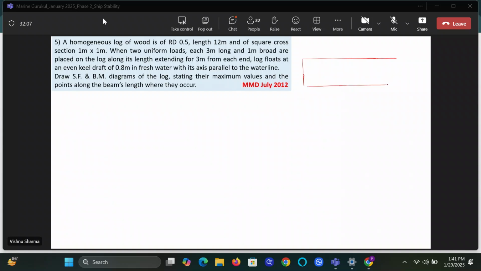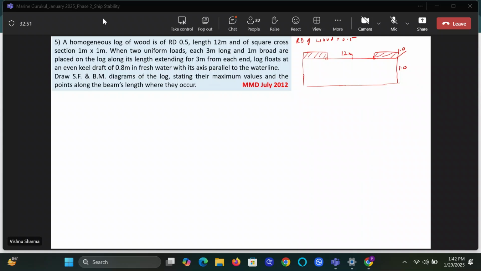Guys, let me make the diagram for the benefit of everybody. This is 12 meters in length. It is 1 meter in breadth and 1 meter in height. And the wood has an RD of 0.5. Now, when two uniform loads, each 3 meters long, are placed, this will divide into 6, this will be 3 each. That means there is one uniform load here and one uniform load here.